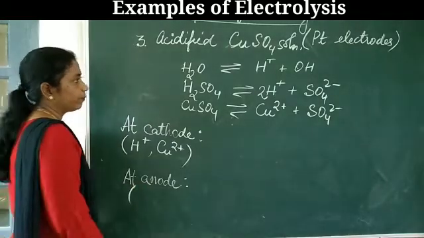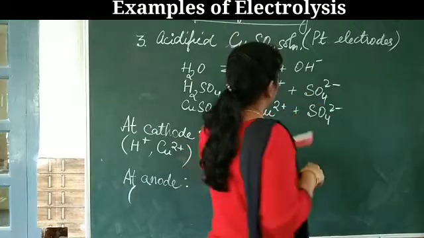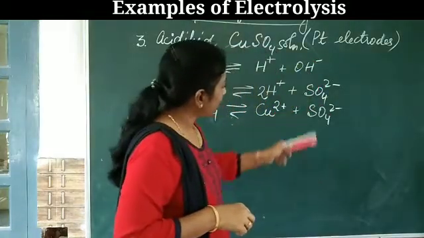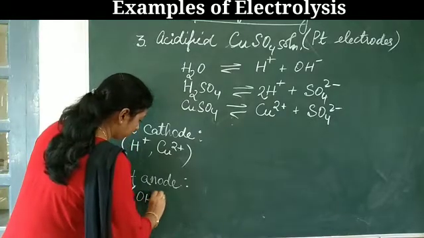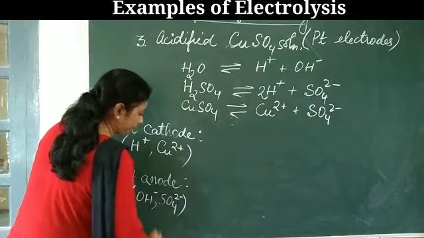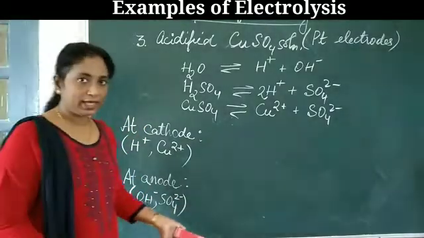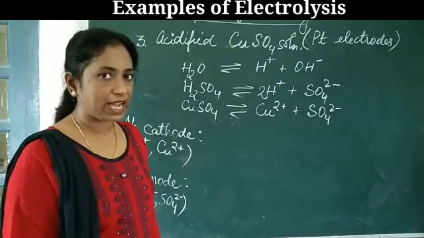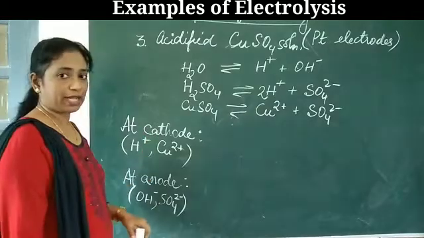At the anode, who all will go? This is OH minus. So OH minus and sulfate 2 minus will go. Now let us see. 2 are going. Surely the factors of selective discharge have to be taken into consideration. Let us see what is happening.